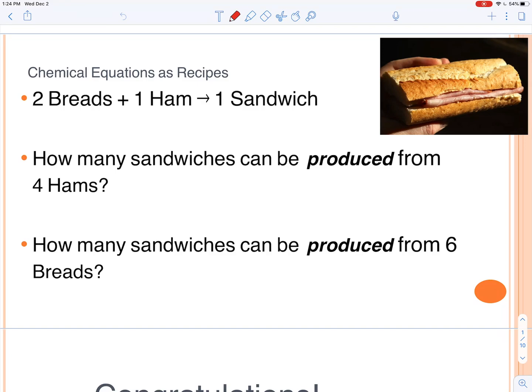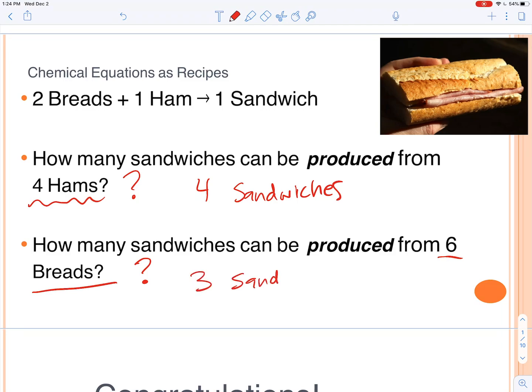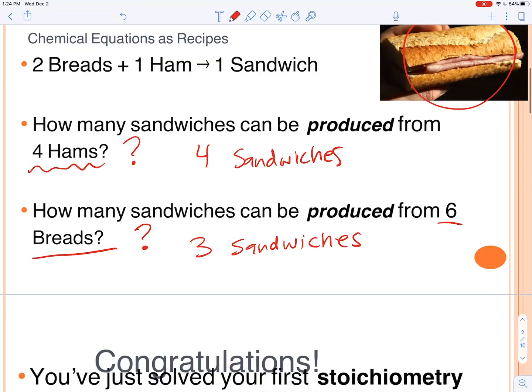So I ask you, if this is our recipe, 2 breads plus 1 ham equals 1 sandwich, how many sandwiches can be made from 4 pieces of ham? Assume you have infinite bread here. So if you have 4 hams, you can make 4 sandwiches. What if you had 6 pieces of bread? How many sandwiches could you make with that, assuming you have infinite ham? 3 sandwiches, right? Each sandwich uses 2 pieces of bread, as you can see in this picture here.